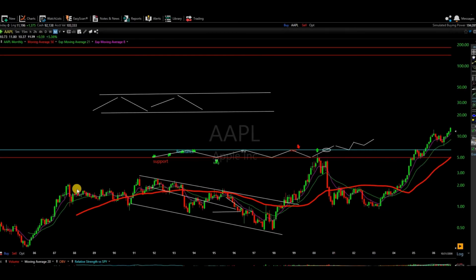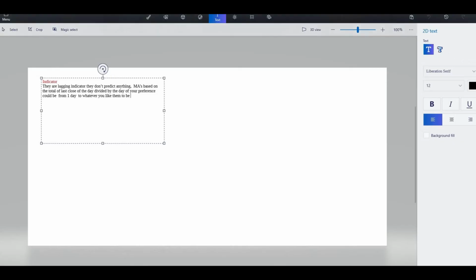Mainly I use the 21, 50 just to help me sometimes get into the stock or get out of the stock. I use the 8 exponential, I use the 21 exponential, I use the 50 MA. I don't depend on them. I read the tape. I like the price action. I try to analyze the price action.